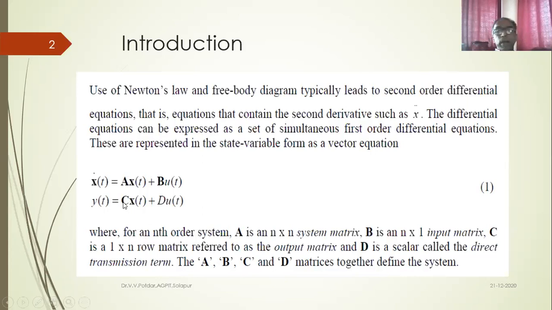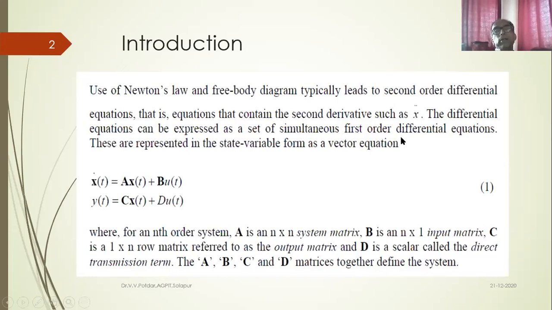So this is the output matrix, this is the input matrix, this is the system matrix, and D is a scalar called the direct transmission term. The A, B, C and D matrices together define the system.